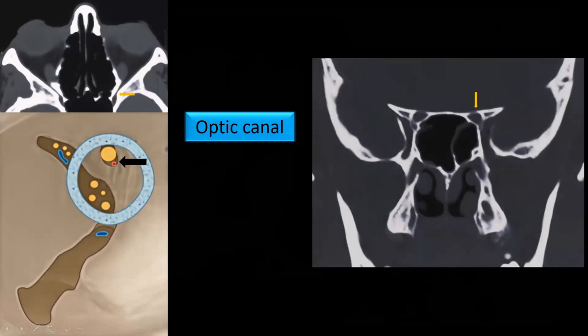Enlargement of the optic canal is seen in tumors of the intracanalicular part of optic nerve, whereas it decreases in diameter in cases of fibrous dysplasia, Paget's disease, or hyperostosis secondary to meningioma.